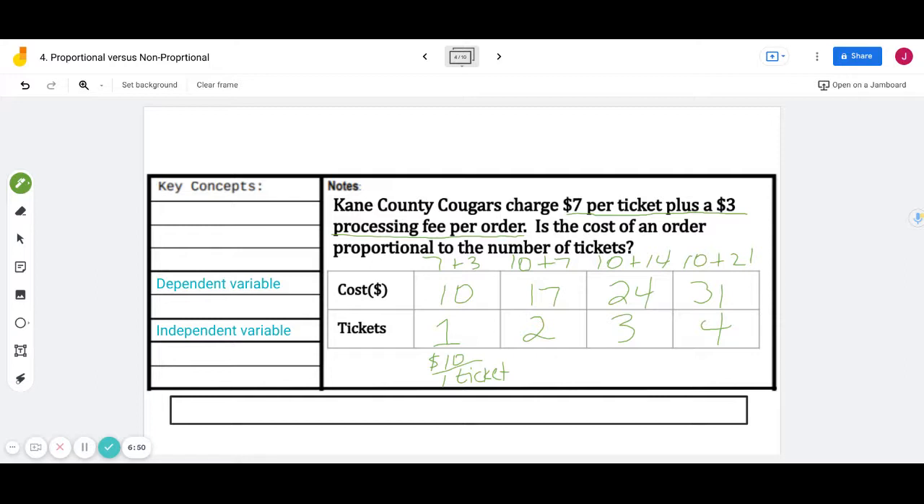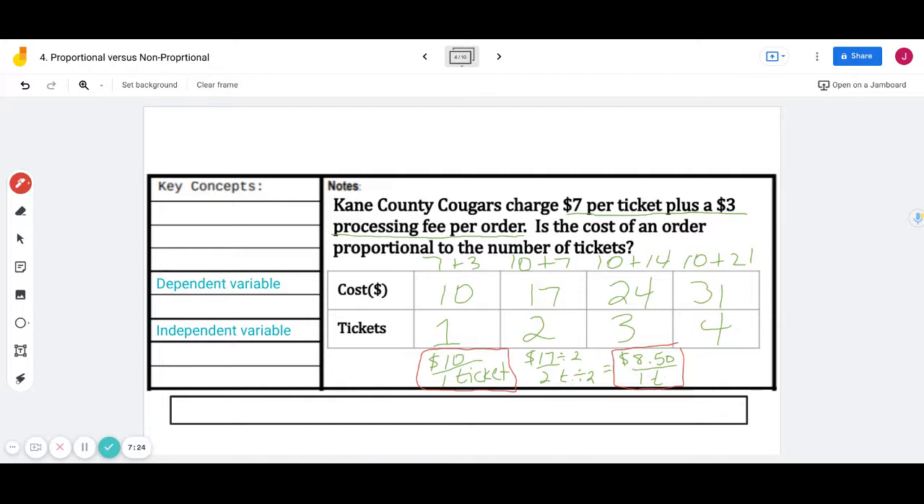If it's proportional, all of these other rates will match this unit rate. So let's test it. We've got $17 for 2 tickets. I'm going to divide by 2 to get to my unit rate. 17 divided by 2, if you punch that into your calculator will show you 8.5, but we know money goes 2 places, so that would be $8.50 for one ticket. Now, right here, you can see that the 2 tickets do not match the one ticket.